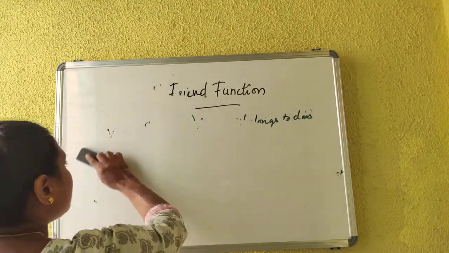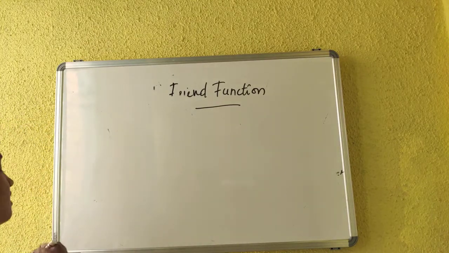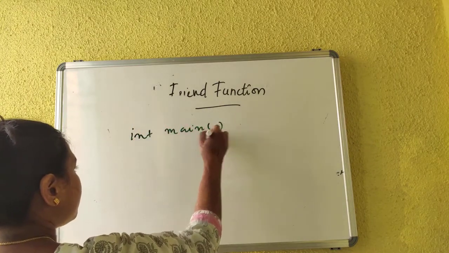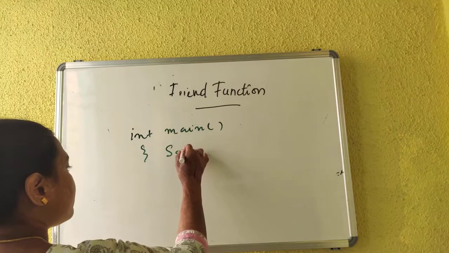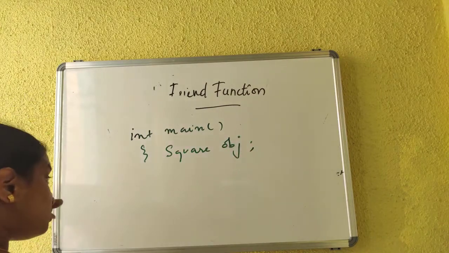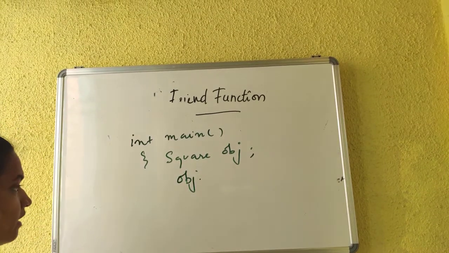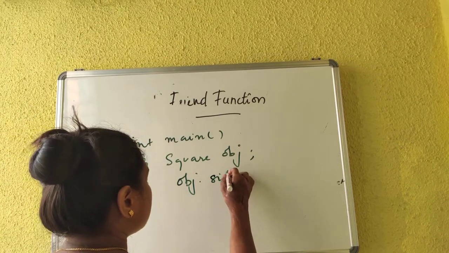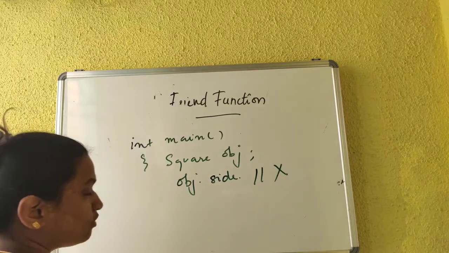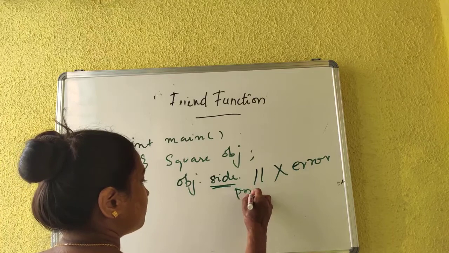Now I'll show you how to call a friend function and a member function inside main. That is another difference. So int main, and suppose I am creating an object for square. If I call object dot side, side is a private member. This is going to be an error because side is private.